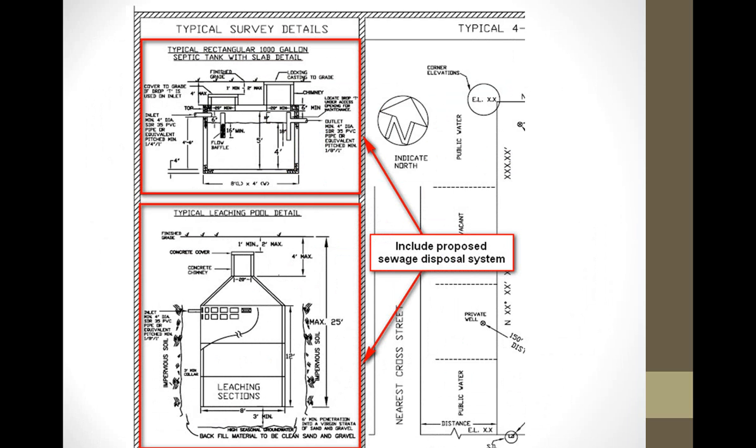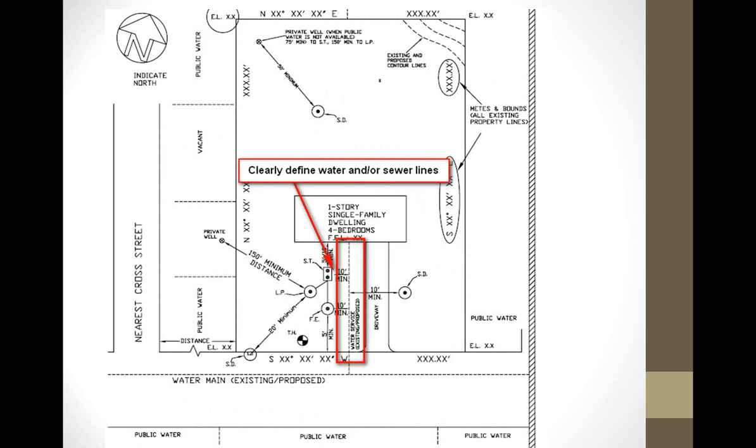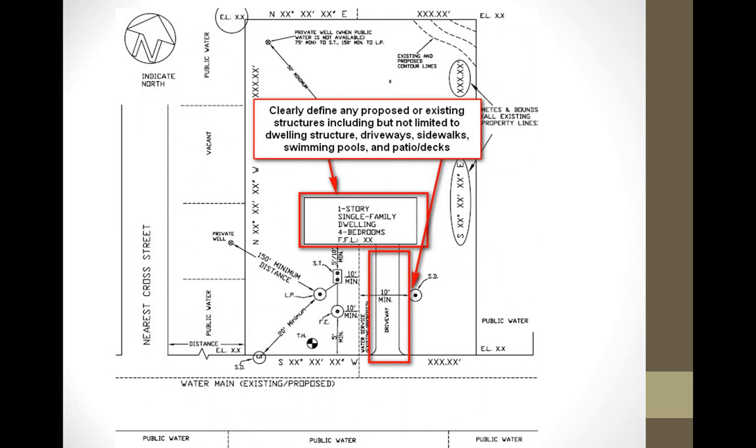Next, show any and all proposed and existing structures to be installed on the property, including but not limited to dwellings or building structures, proposed sewage disposal system and water supply, sewer lines, water lines, driveway, sidewalk, swimming pool, patio or deck, dry wells, storm drains, and all drainage structures, geothermal walls, etc. You should indicate if any of the existing structures are to be abandoned or removed.